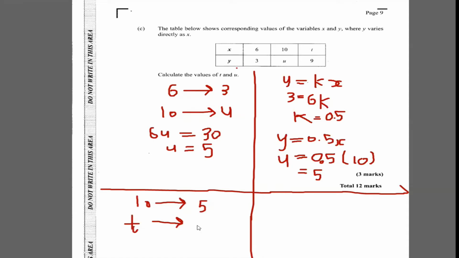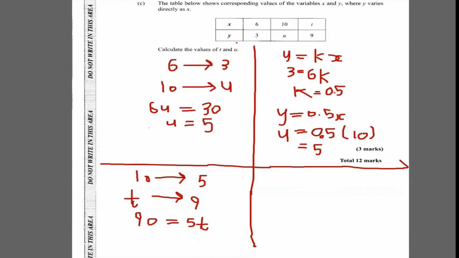So using simple proportion, 9 times 10 is 90, and 90 is going to equal 5 times t. If 90 is 5 times t, what is t? t must be 90 divided by 5, and so t equals 18. So this will tell us that t is 18. That's using the simple proportion method.